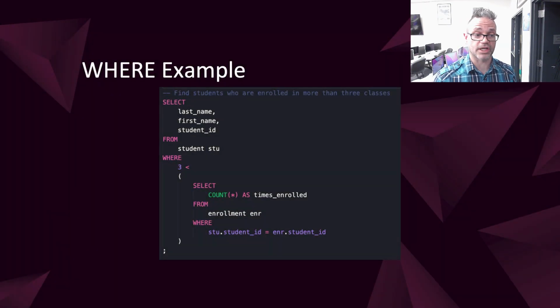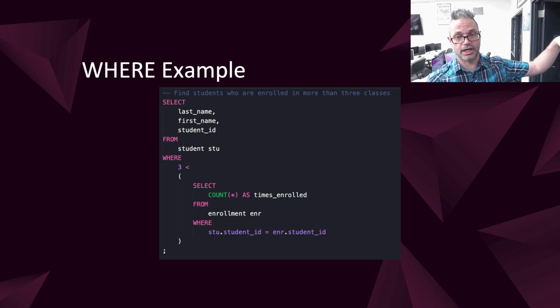I can also see this inside a WHERE clause. Here I have select count(*) as times_enrolled from enrollment ENR where student ID is equal to ENR.student_ID. I'm working with the student table on the outside, and I'm correlating that with the enrollment table on the inside of the subquery. For every student I hit, I check to see if they are enrolled, and I add the count of times enrolled if they actually exist in there. So we can have that happen for the ones that are in more than 3 classes.